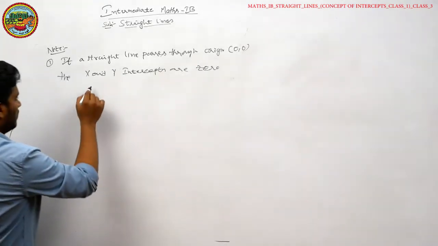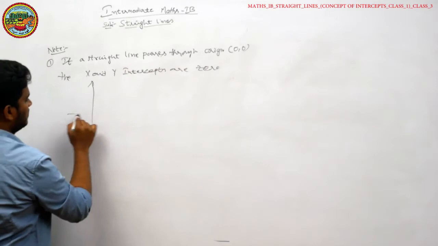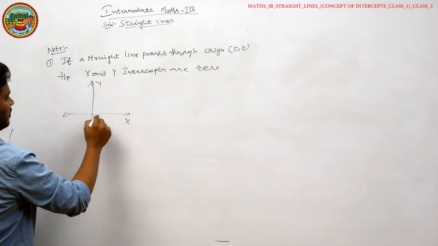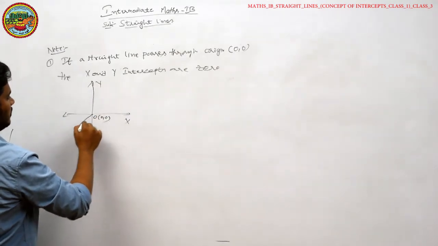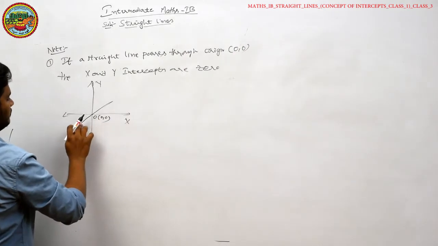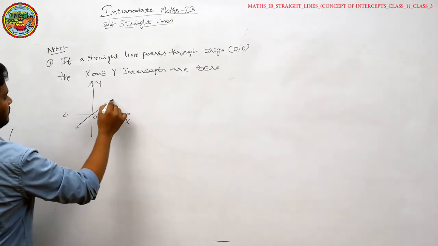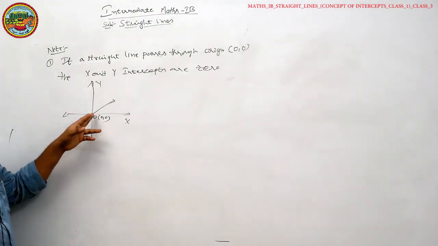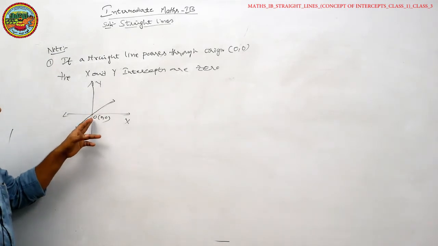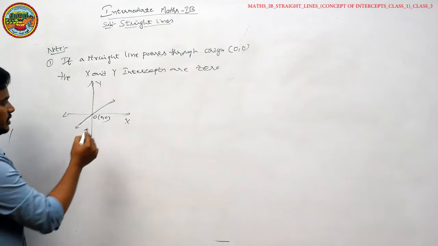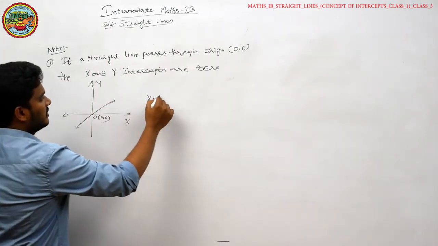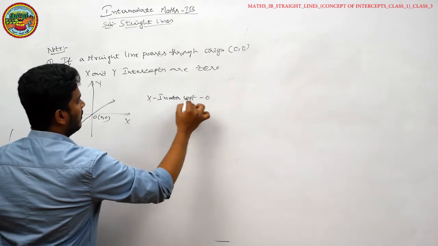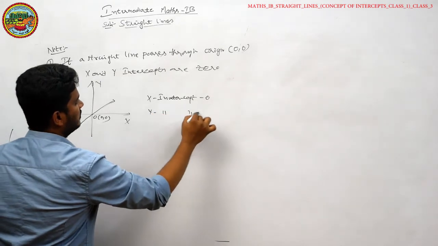Here is the coordinate axes, this is the x-axis and y-axis. If a straight line passes through the origin 0 comma 0 like this, the x-intercept and y-intercept are 0 because it intersects at the origin. That means the intersecting point is 0 comma 0. Therefore the x-intercept is 0 and the y-intercept is also 0.